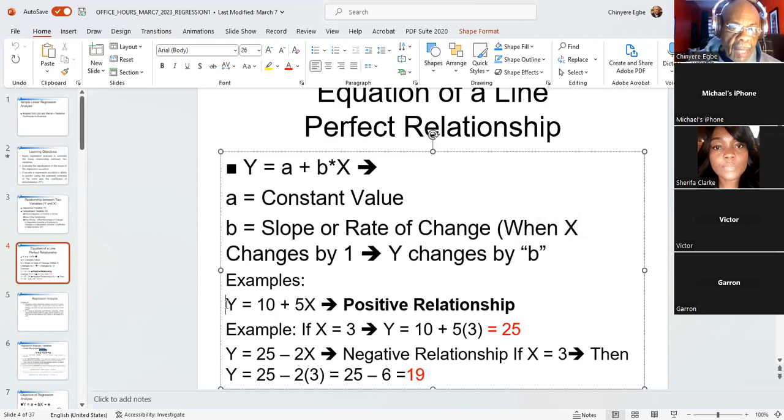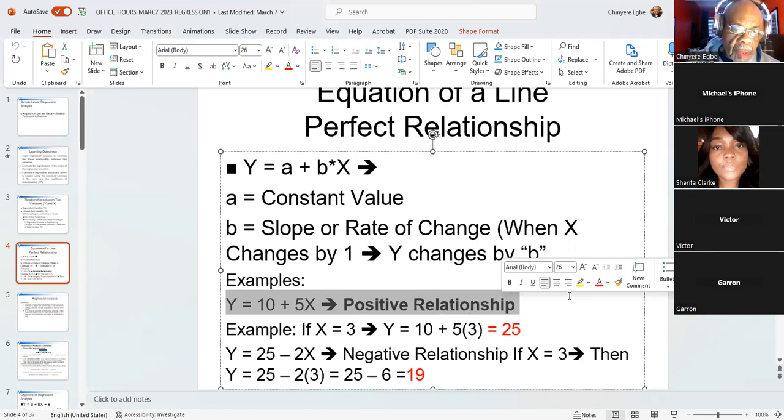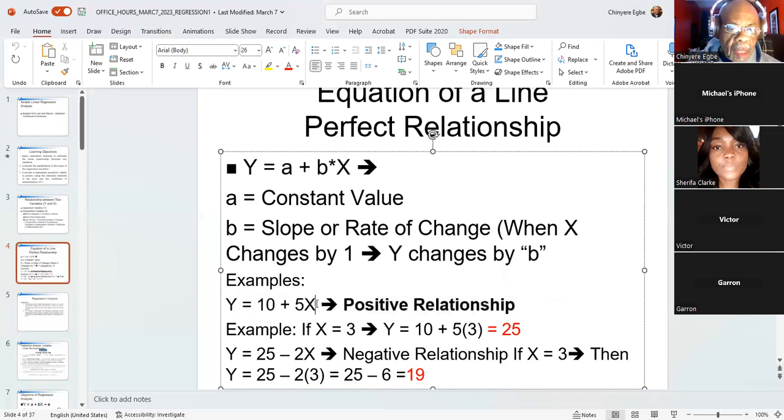For example, this is an example of a positive relationship: y is equal to 10 plus 5x. In that case, x is the independent variable, 5 is the slope, and 10 is the constant. So if x is equal to 3, y is equal to 25. That is 10 plus 5 times 3. 5 times 3 is 15, which gives 25. If the relationship is negative, for example, y is equal to 25 minus 2x, then if x is 3, y is 25 minus 2 times 3, which is 19. This is the kind of thing we're going to be doing.